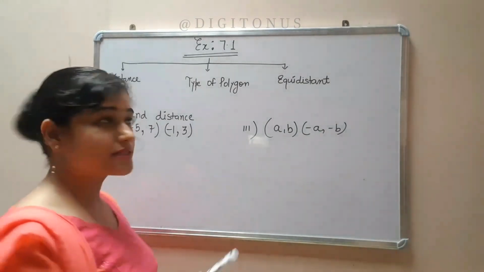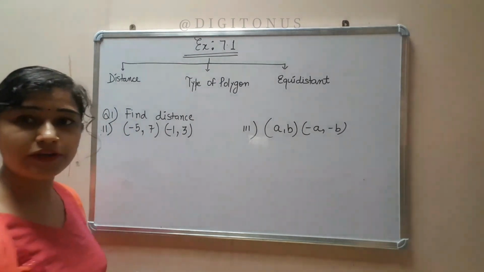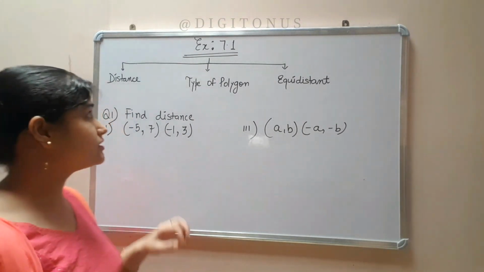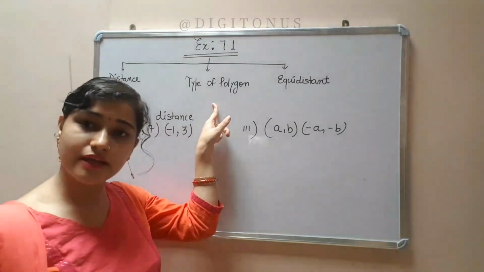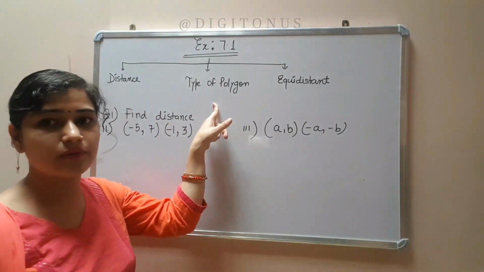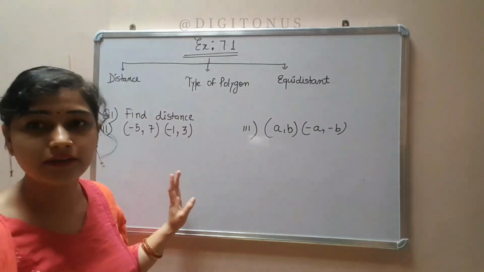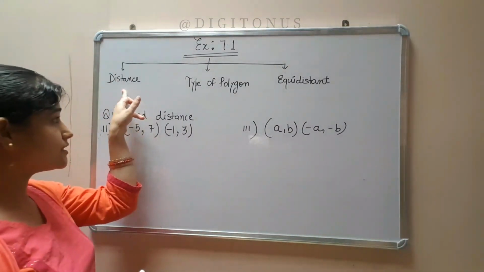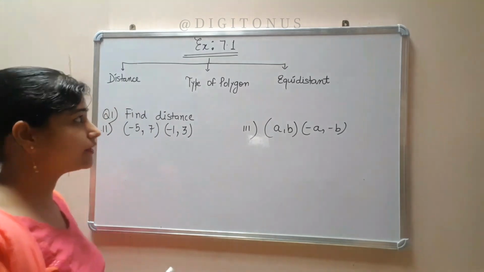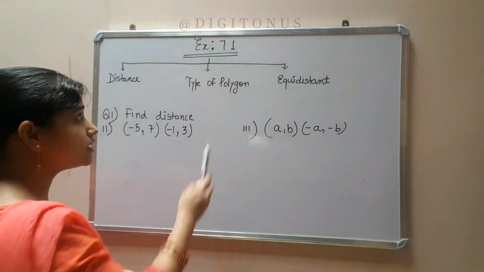So students, now let's start with exercise 7.1 of NCERT chapter 7, coordinate geometry. In this exercise we will study only the distance formula, but three different types of questions. First one is distance: find the distance between two coordinate points or from the origin.